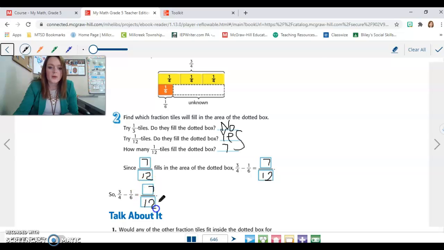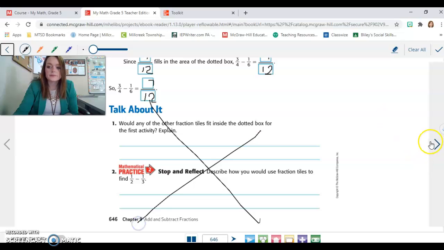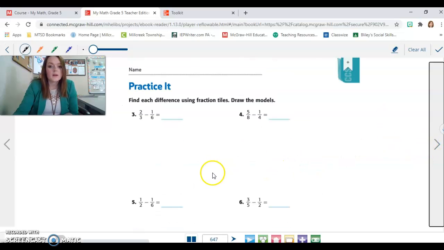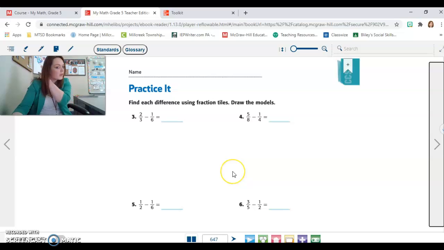You can cross out the talk about it. We just talked about it. Okay, let's try some practice ones. So we have 2/3 minus 1/6.